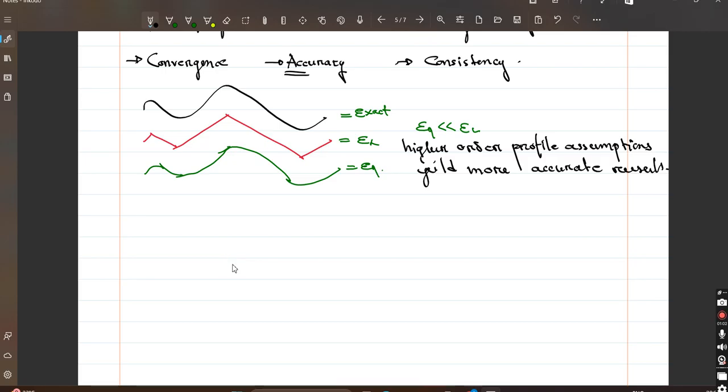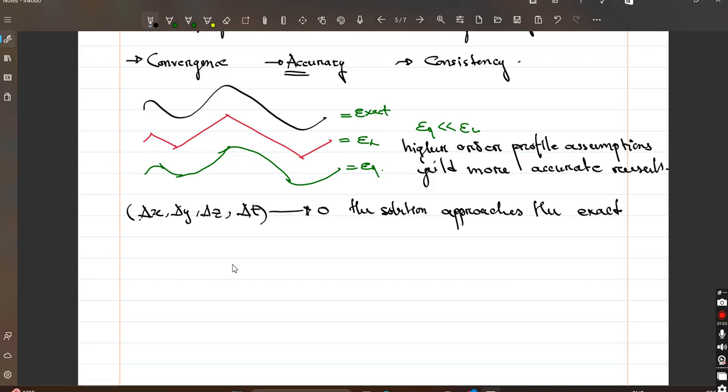Now looking at the consistency. So what does consistency mean? Consistency is nothing but the fact that, for example, in a problem we will have a spatial discretization, for example delta x, delta y and delta z, and also a temporal discretization, say delta t. So it says that when these values reach 0, okay, it does not actually reach 0, but when it becomes very, very small, the solution approaches the exact solution. Okay.